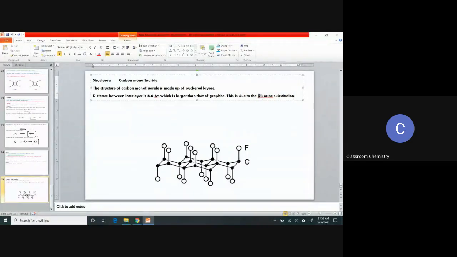If you see in case of graphite, there is also a layered structure, but there is only carbon and hydrogen. But in carbon monofluoride, instead of hydrogen there is fluorine. So definitely the properties of hydrogen and fluorine are different. In case of all the properties, that is atomic size, electrostatic force of attraction, all these things are different than hydrogen. That's why there is a larger distance between the interlayers than in graphite. The simple reason is fluorine substitution.